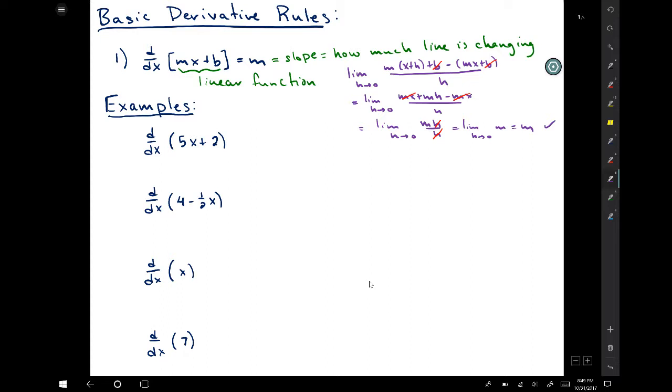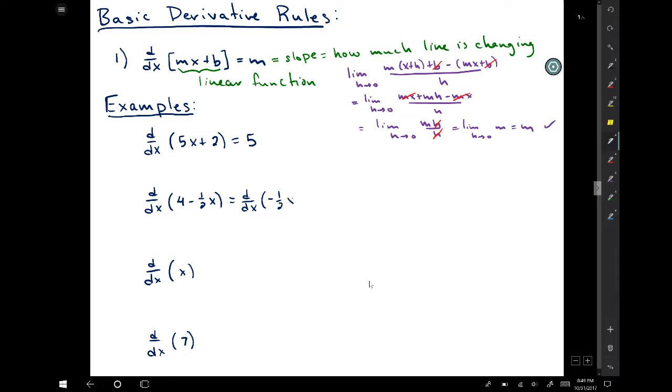Okay, so here's some actual concrete examples of using this rule. If I want to take the derivative of the linear function 5x plus 2, I just get 5. Because I can look at that and see, okay, m is 5. In another example, if I want to take the derivative of 4 minus 1/2 x, if you can look at that and spot the m, you can just pull it out, but we can also rewrite it as minus 1/2 x plus 4, and then we can see, okay, yeah, that's mx plus b, and the m in this case is minus 1/2.